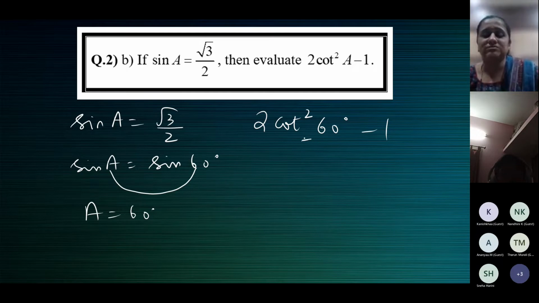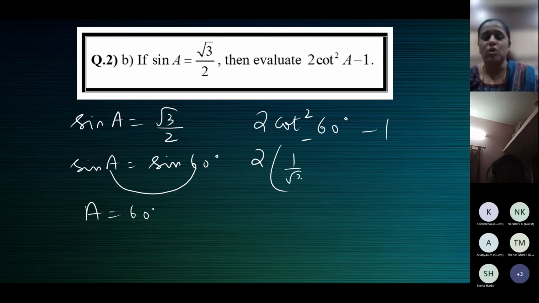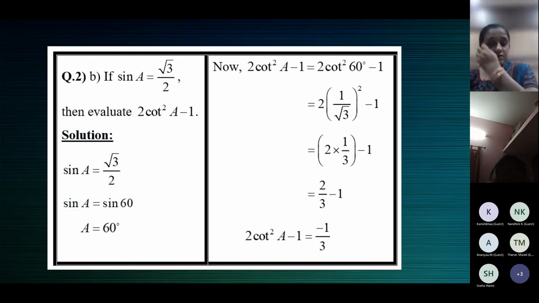And what is cot 60? What's the value of cot 60? What is tan 60? Root 3. So cot 60 will be 1 by root 3. Tan 60 degrees is equal to root 3, so cot 60 degrees will be the reciprocal of tan 60 degrees, 1 by root 3. So it will be 2 into 1 by root 3, the whole square, because cot square 60 degrees, minus 1. Work this, children.